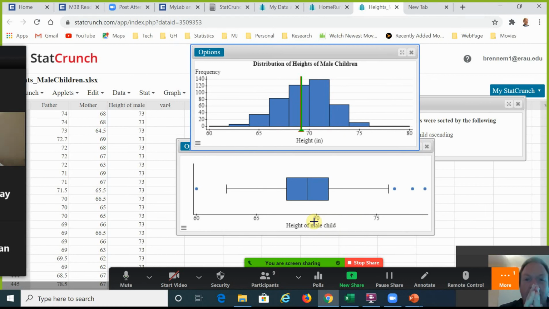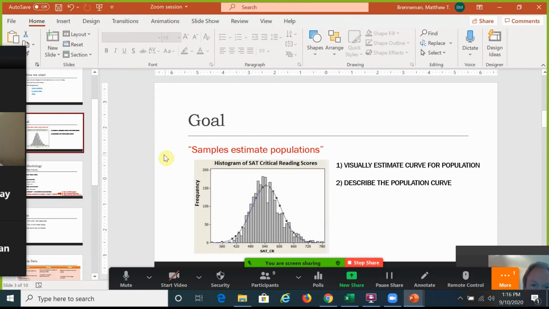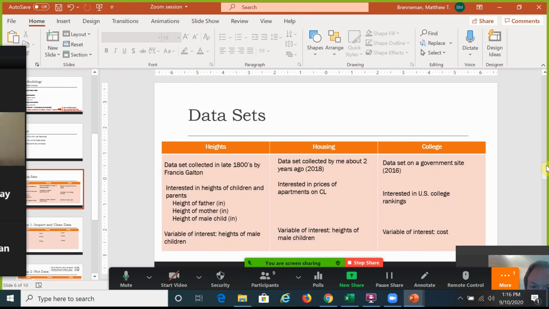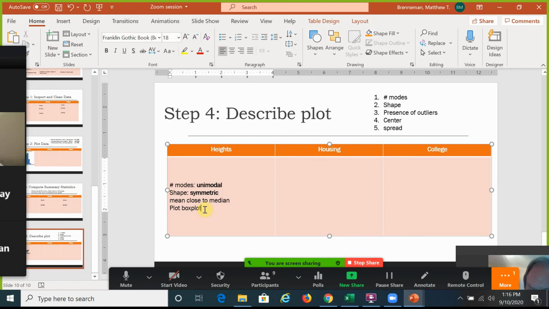Okay, great. So we know that it's symmetric now. We know that there are no outliers. That's really important. If there were outliers, what would we do? Well, we'd have to think about it a little bit. It depends on why they're outliers. Let me go to the last one. So outliers, no. And so the last two things we need are the center and the spread of the data set.